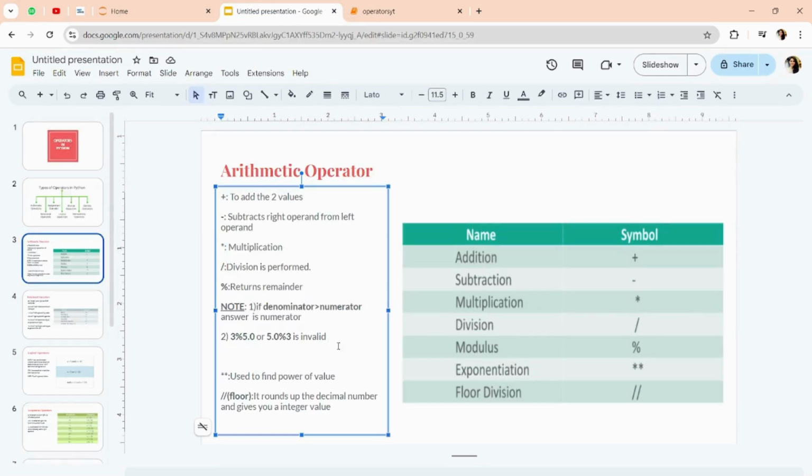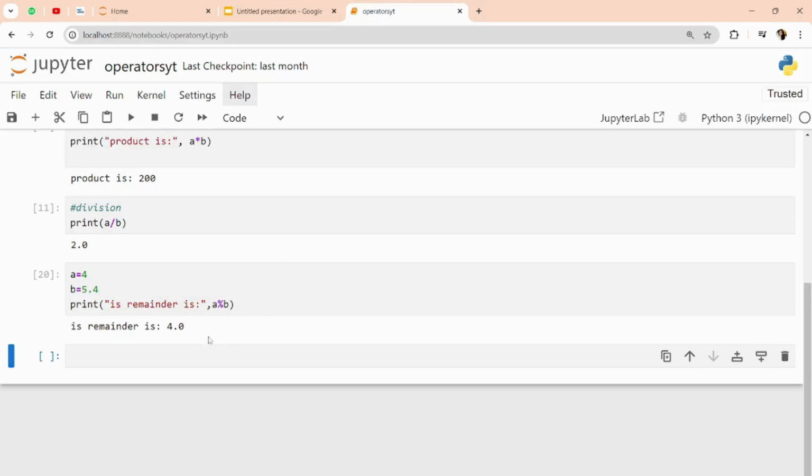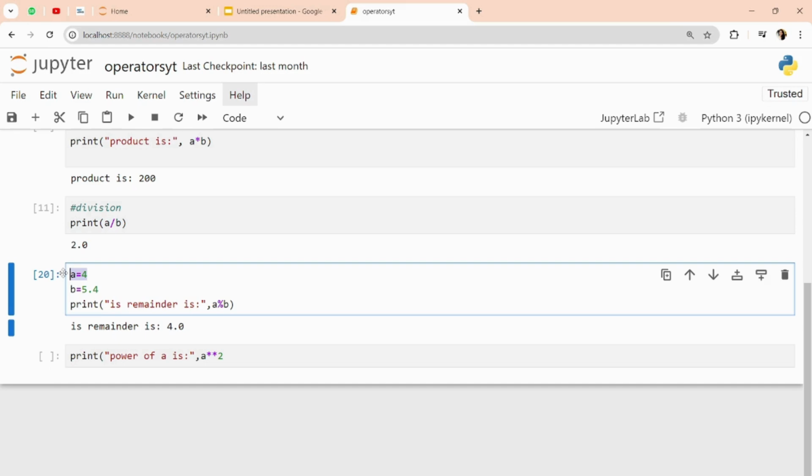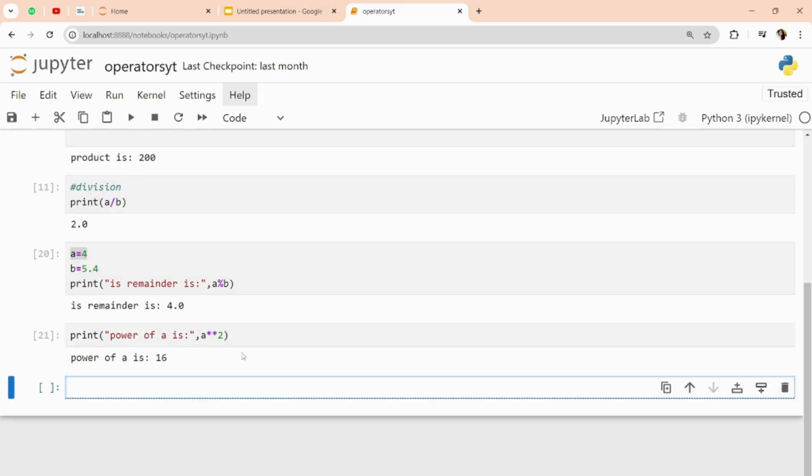Next is the double asterisk, which is used to find the power of the value. Let's take again power, print, power of a double asterisk. Let's give a double asterisk, let's take, I want 2. So you will get the answer as 16 because here a value is 4, and if you have square of 4 it will be 16. So let's do that.